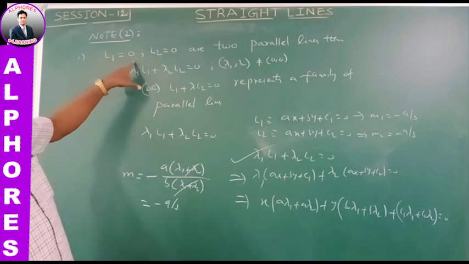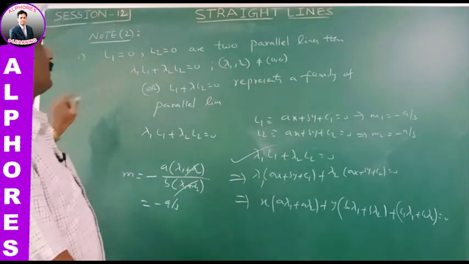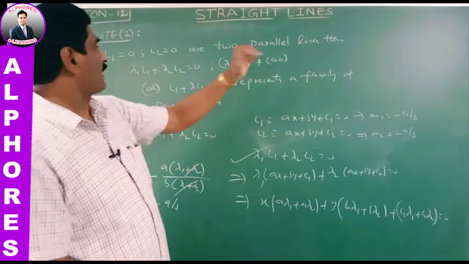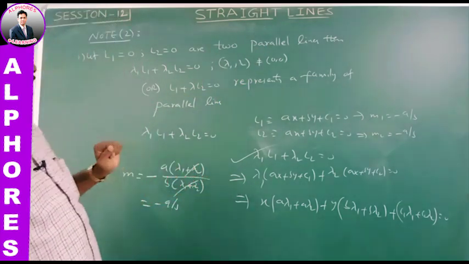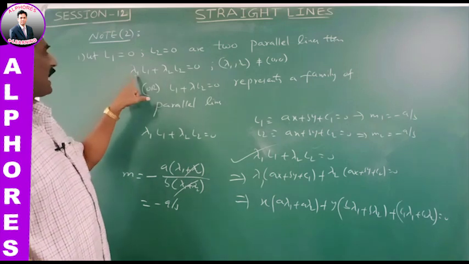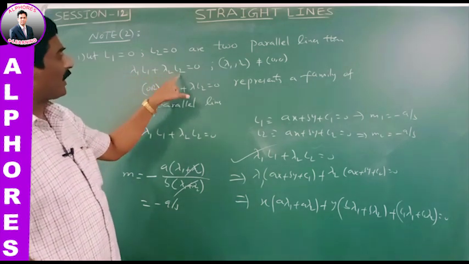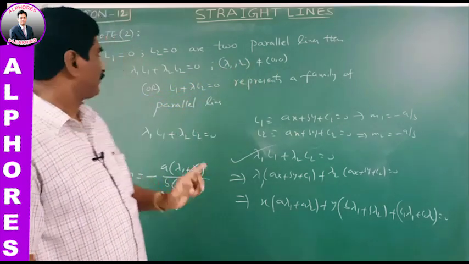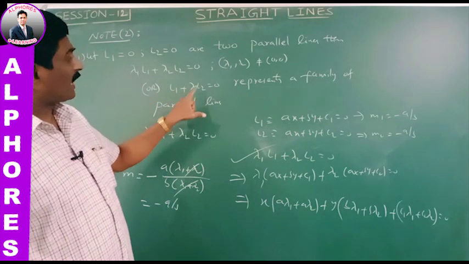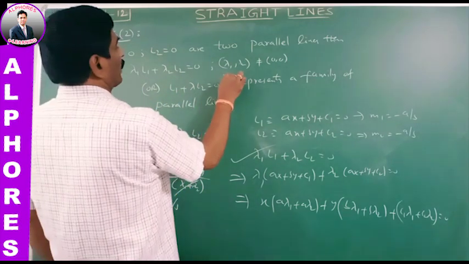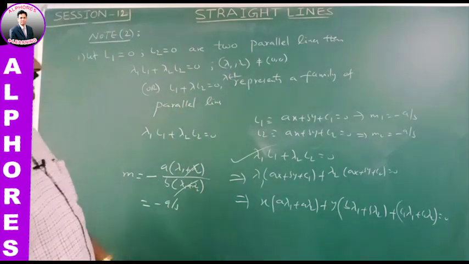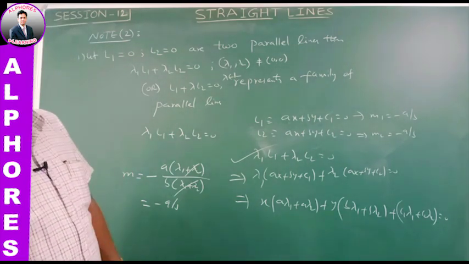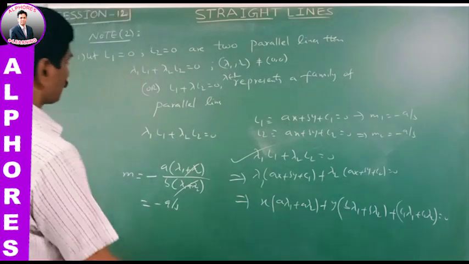Let L1 is equal to 0, comma L2 is equal to 0 are two parallel lines. Then the equation lambda 1 into L1 plus lambda 2 into L2 is equal to 0, where lambda 1, lambda 2 not equal to 0, 0, or L1 plus lambda L2 is equal to 0 where lambda belongs to R, represents a family of parallel lines. Very very important. Okay. Please note this value.